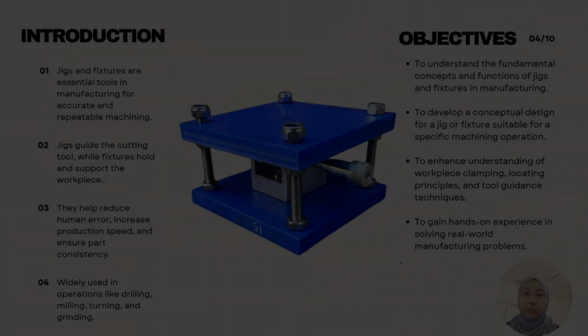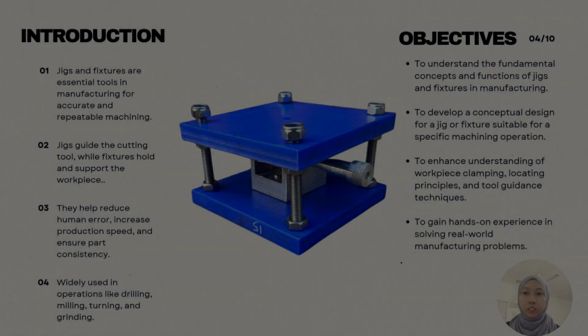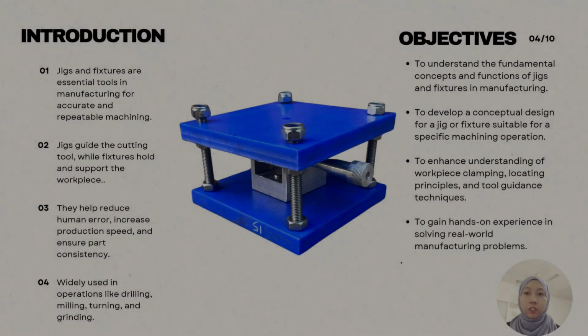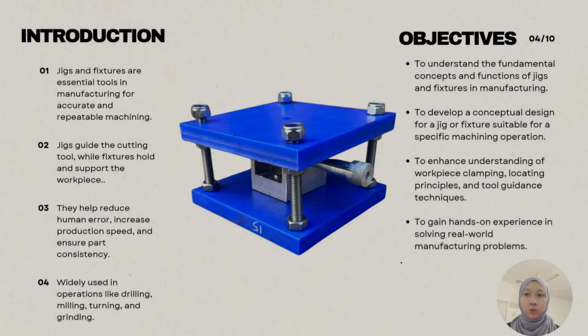Okay, let's start with an introduction to jigs and fixtures. Jigs and fixtures are critical tools in manufacturing that ensure accuracy and repeatability during the machining process. A jig is used to guide the cutting tool, ensuring precision, whereas a fixture supports and holds the workpiece in place. These tools are designed to minimize human error, increase production speed, and ensure part consistency. They are widely used in operations like drilling, milling, turning and grinding.